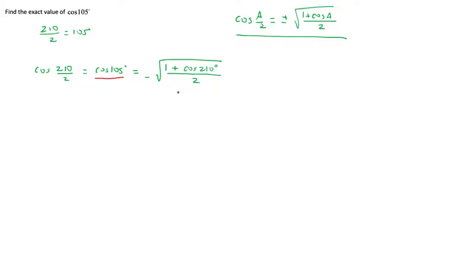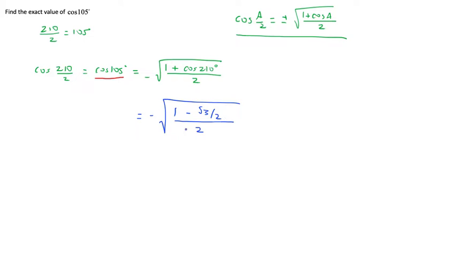So once again, the cosine of 105, well, 105 is half of 210, so it's going to equal the negative of the radical of 1 plus the cosine of 210 divided by 2. Another note here, we don't just put 210 here, it's the cosine of 210 degrees. Well, what is the cosine of 210 degrees? It's negative rad 3 over 2. So it's 1 minus rad 3 over 2, all of that over 2.